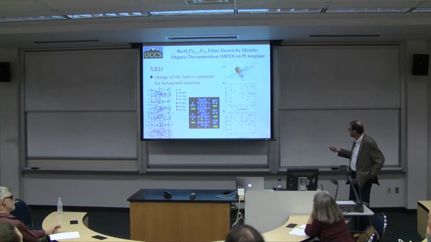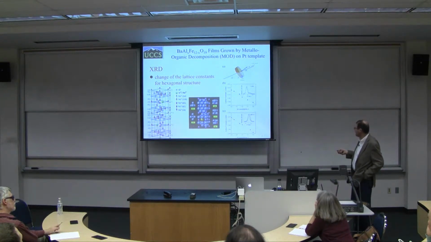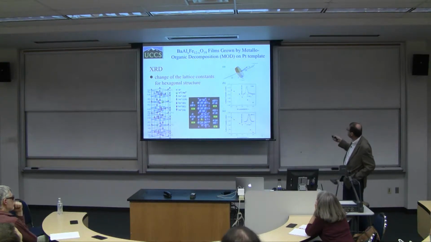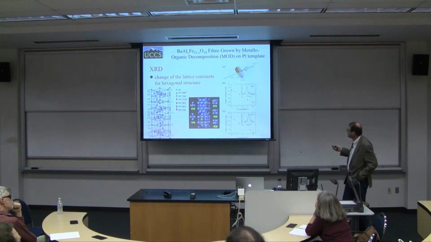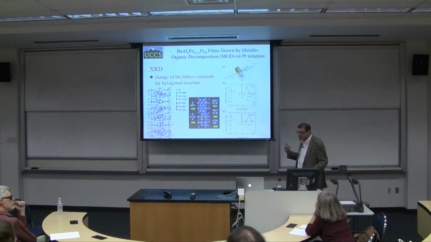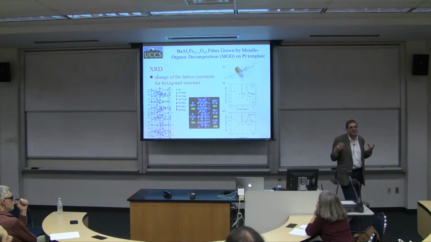And you see how the C lattice constant changes with aluminum concentration. We also went out of the plane, basically doing the other scan, and were able to pick up the 0300 peak and also measure the A constant, because our lattice is hexagonal, and therefore we have two parameters which describe the structure.